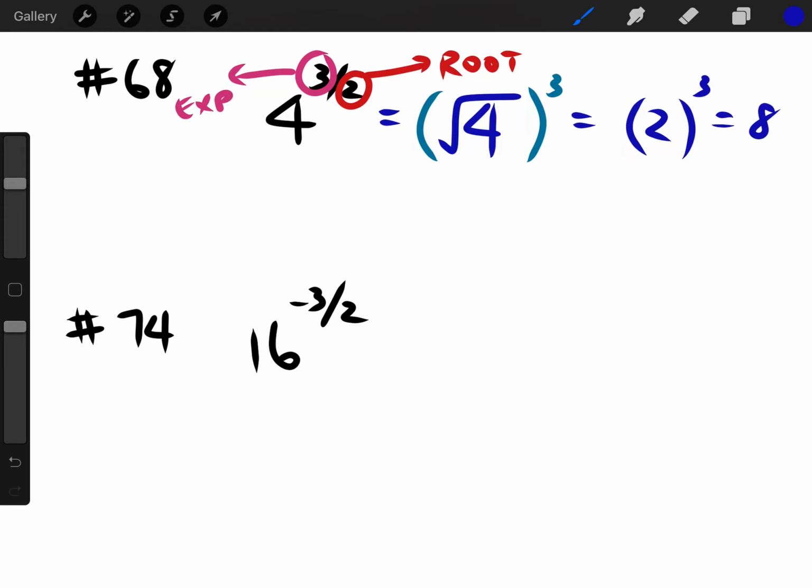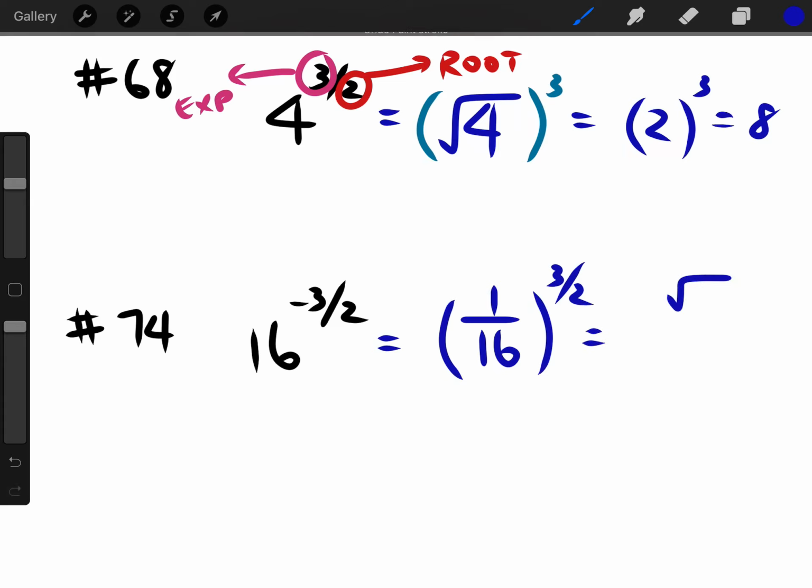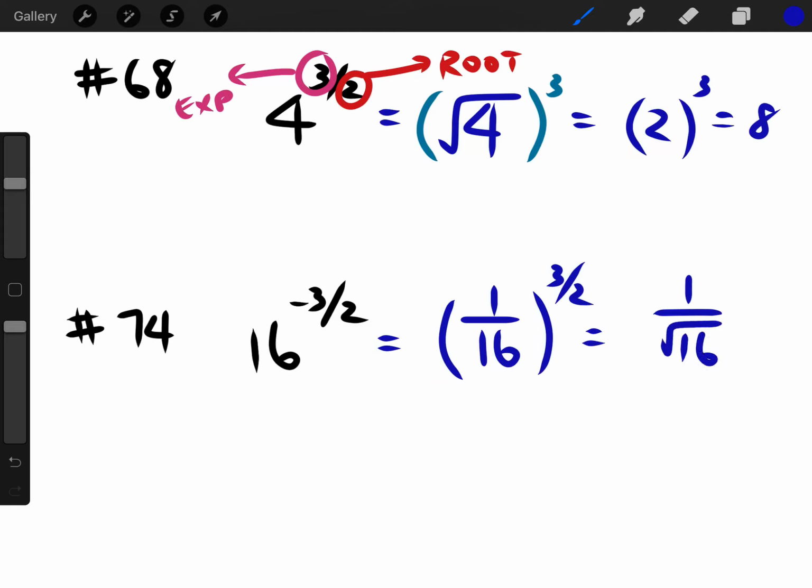For number 74, understand that there is a negative exponent. So negative is going to make the reciprocal of 16. It's going to be 1 over 16, to the 3 over 2. 2 is the square root. So you basically square root 1. Okay, you know, square root of 1 is 1. Okay, so square root of 16 is going to be 4.